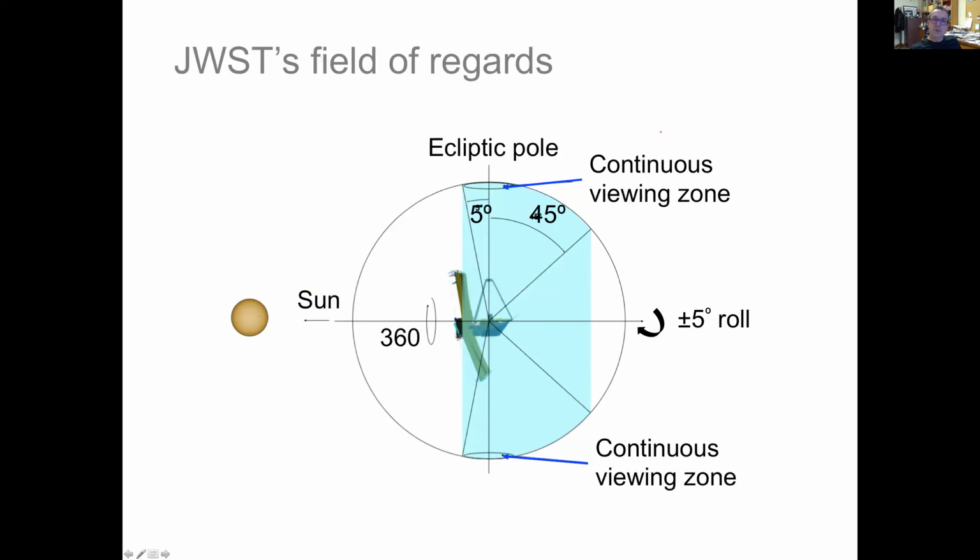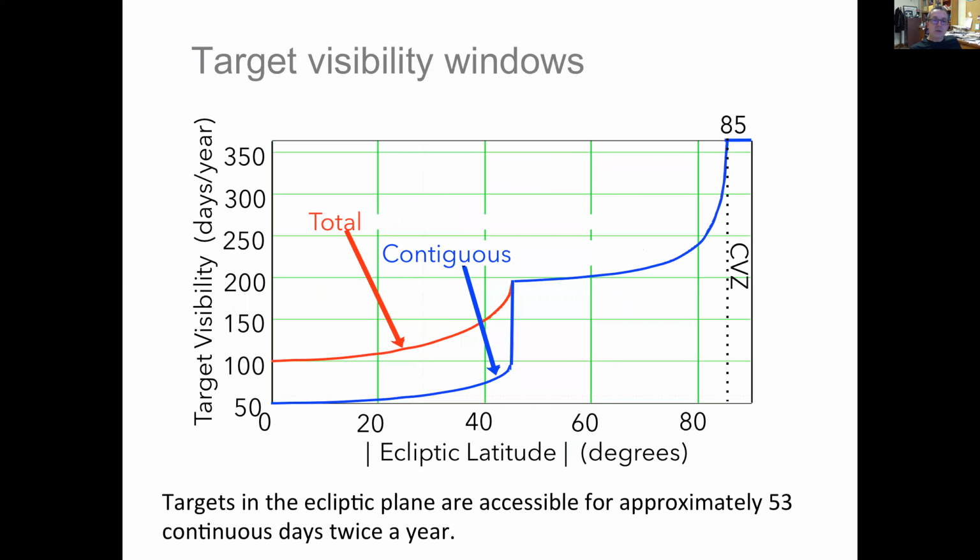And this region here is very important. This is the continuous viewing zone. That's a region you can always observe all the time throughout the year. Okay, so that translates into this plot.